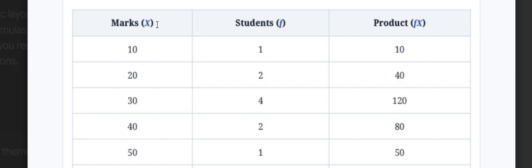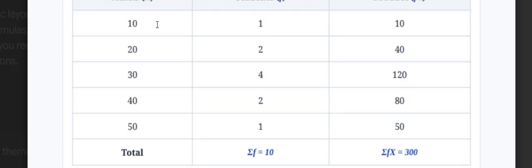The question is saying that marks are there. So marks will be multiplied with the frequencies. 10 into 1 is 10, 20 into 2 is 40, 30 into 4 is 120, 40 into 2 is 80, 50 into 1 is 50. So the total of frequency is 1 plus 2 is 3, 3 plus 4 is 7, 7 plus 2 is 9, 9 plus 1 is 10. So the total is equal to 10.